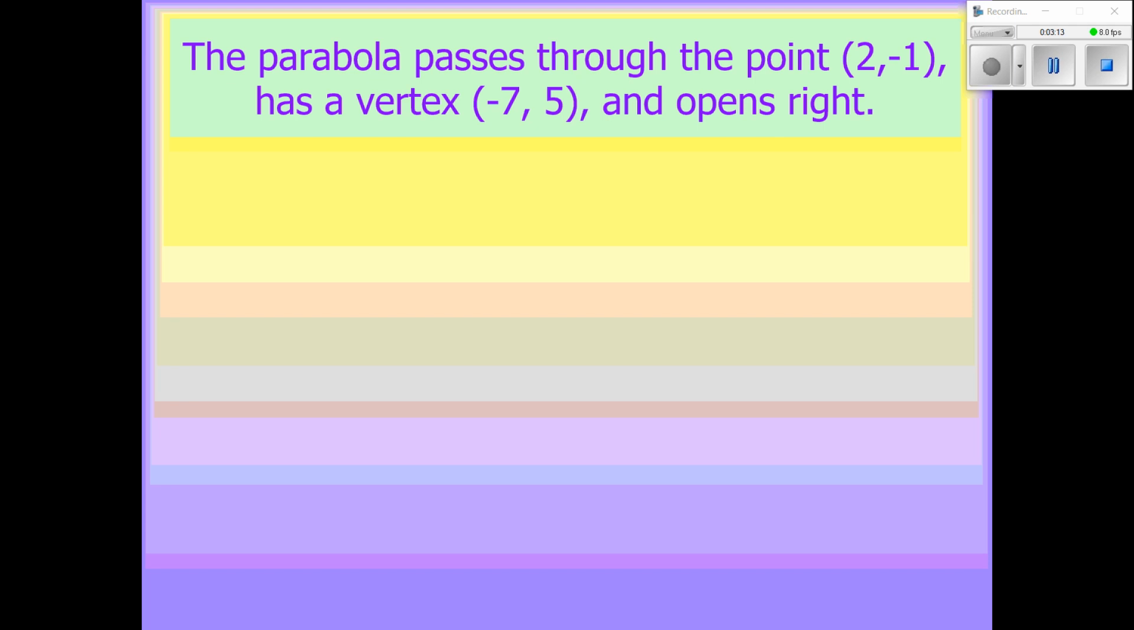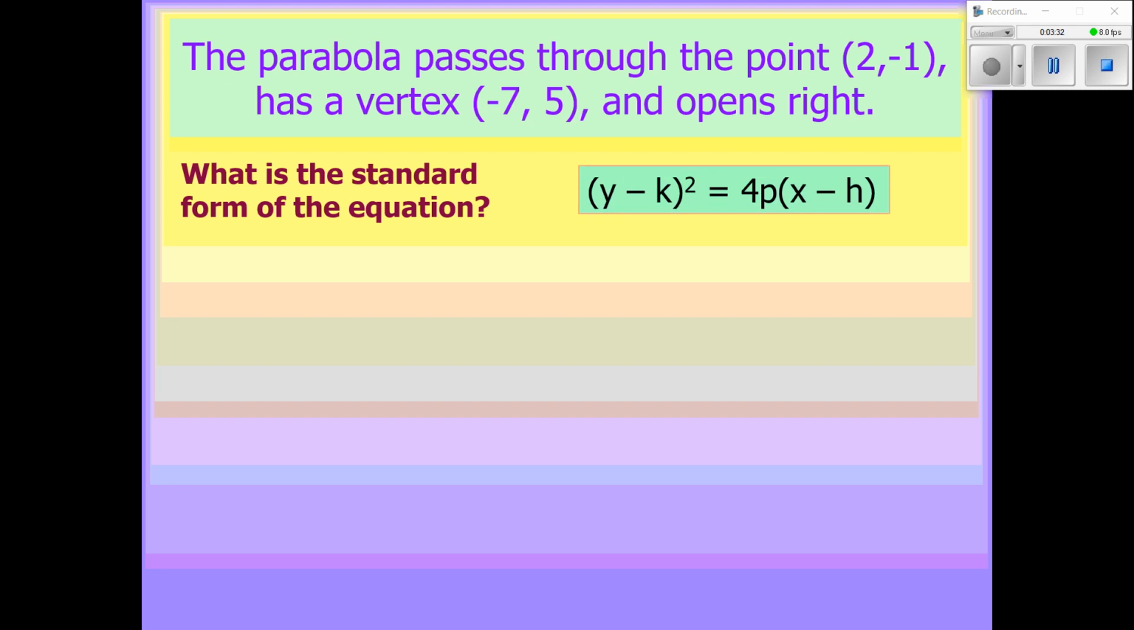All right, next example. The parabola passes through the point 2, -1 and has a vertex of -7, 5. This one also opens to the right. These ones I think are the most challenging because it just gives you a point that it passes through. We haven't really done one like this before. But we do know it opens to the right, so this one is going to be one where our standard form is where the y values come first, quantity squared.